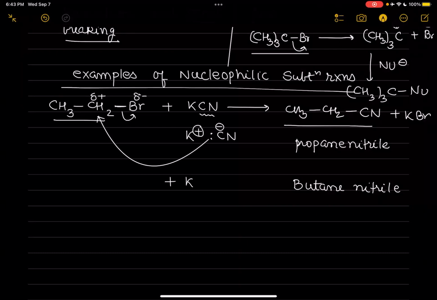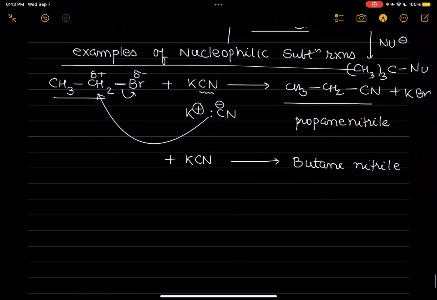Can you tell me? So who is going to tell me which alkyl halide I need to take here to get butane? Okay, I can give you a little bit of a hint.